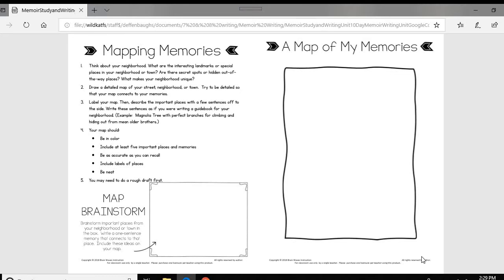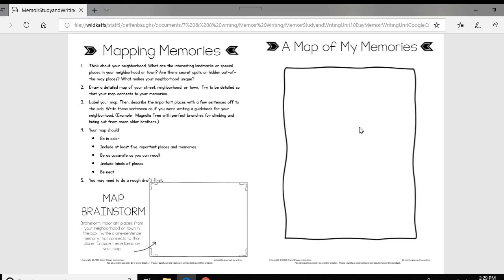So they give you this. In your packet, they gave you this place where you could create a map, but you're going to go ahead and draw your map on just some paper, lined paper or computer paper, whatever you have at home. And so I want you to think about your map. Some of us live in town. Some of us live out in the country.